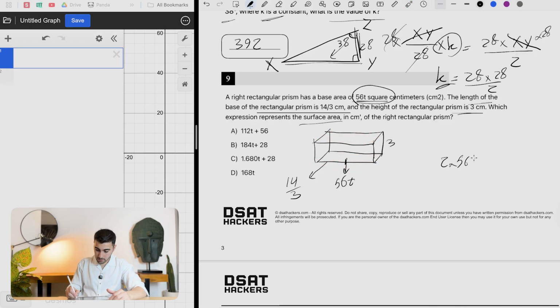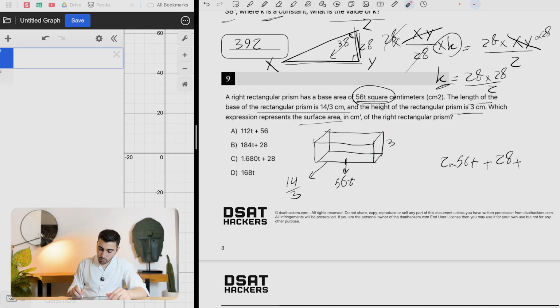Plus, now we need to find the area of this front face and the area of the side faces. The area of the front face is easy because we have the length, 14/3, and we have the height. So that's 3 times 14/3, that's 14, times 2 because we have 2 of them, it's going to be 28, plus the area of this side face. Here is 3, but we don't know this side here.